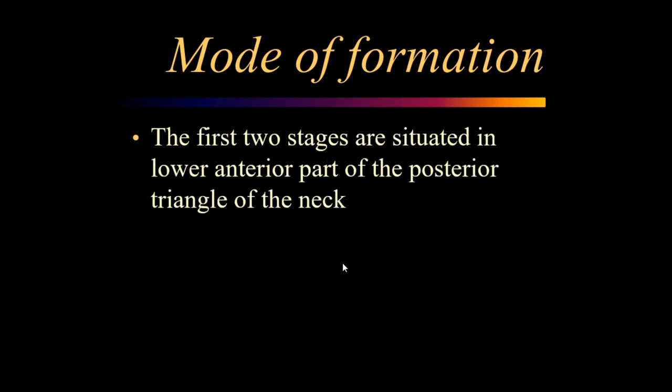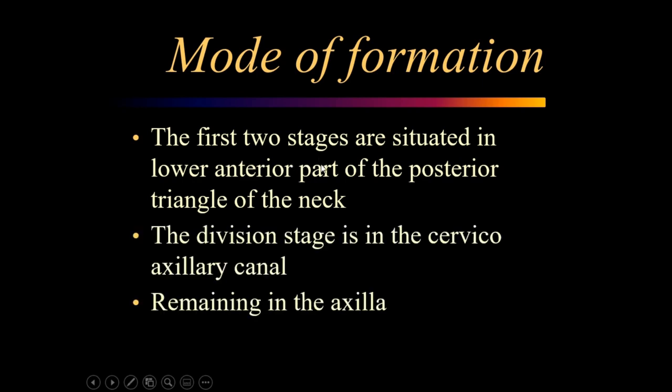The first two stages, as I have already told, are present in the posterior triangle of the neck. You will see these stages when you dissect the neck region. What are the first two stages? Roots and trunks. Division stage is present in the apex of the axilla, the cervicoaxillary canal. The next two stages, the cords and branches, are present in the axilla.